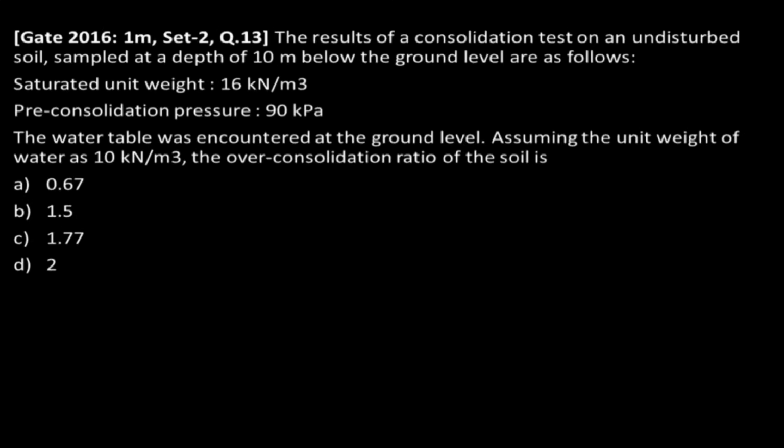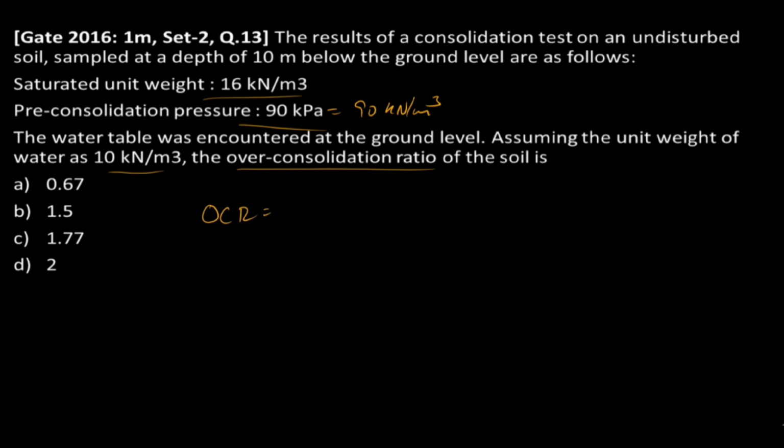In this question, they have given the result of a consolidation test on a soil sample at a depth of 10 meters below the ground level. They have given the saturated unit weight of the soil sample as 16 kilonewton per meter cube, and the pre-consolidation pressure, that is 90 kilopascal, which is nothing but 90 kilonewton per meter square. They have also given the unit weight of water. Now they are asking us to find the over consolidation ratio.